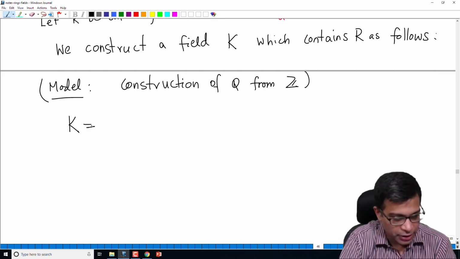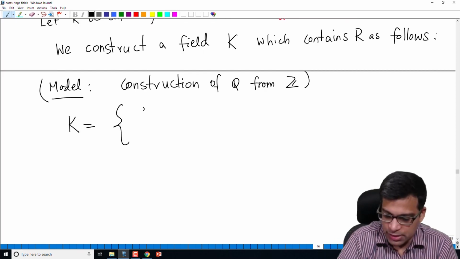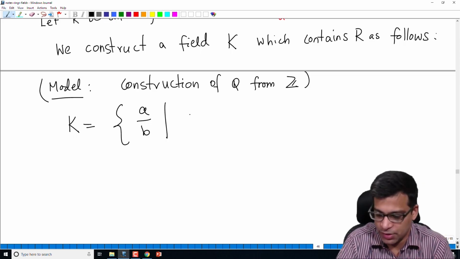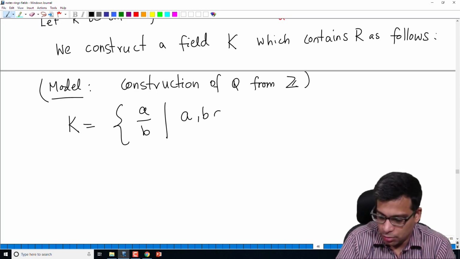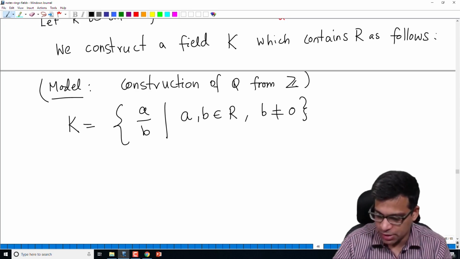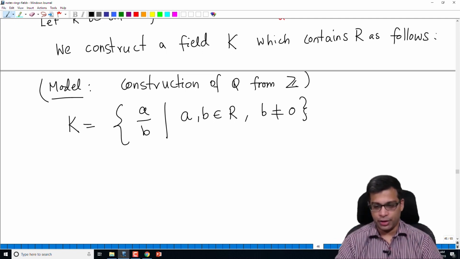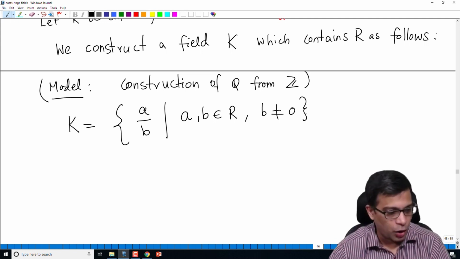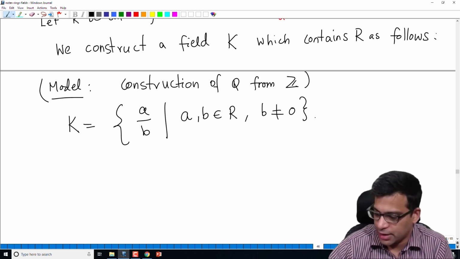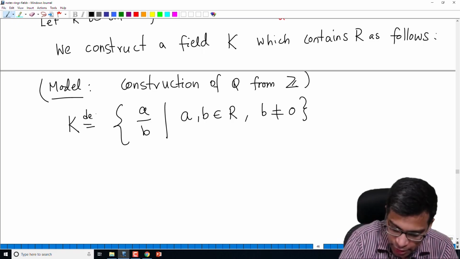So how do we define K? This is simply exactly as in the case of rational numbers from integers. We take all ratios A by B. And of course, we do not want B to be 0. We don't want to write something by 0. So we take all possible ratios of elements of R and call that the set K. So K is by definition this.